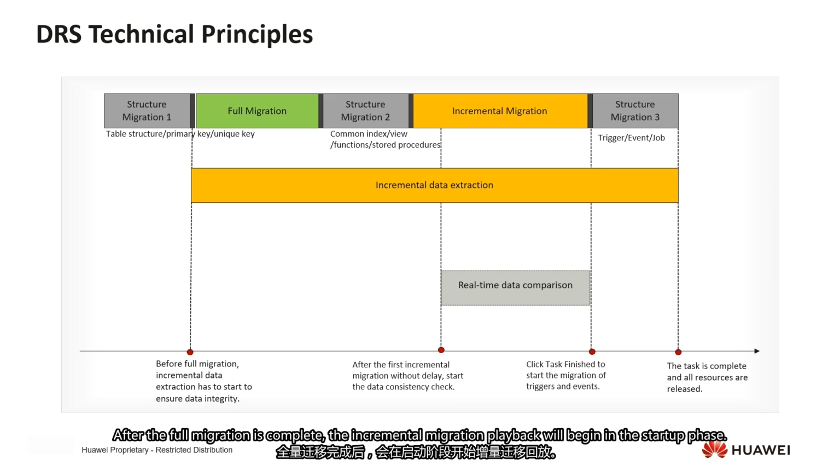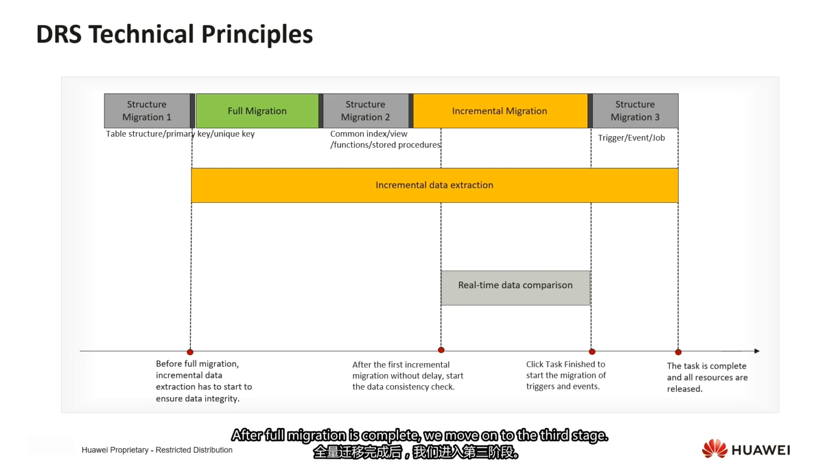After the full migration is complete, the incremental migration playback will begin in the startup phase. This is the key to ensuring the business is not interrupted during the synchronization process by DIS. After full migration is complete, we move on to the third stage. In this stage, other objects like index and views are filled in.